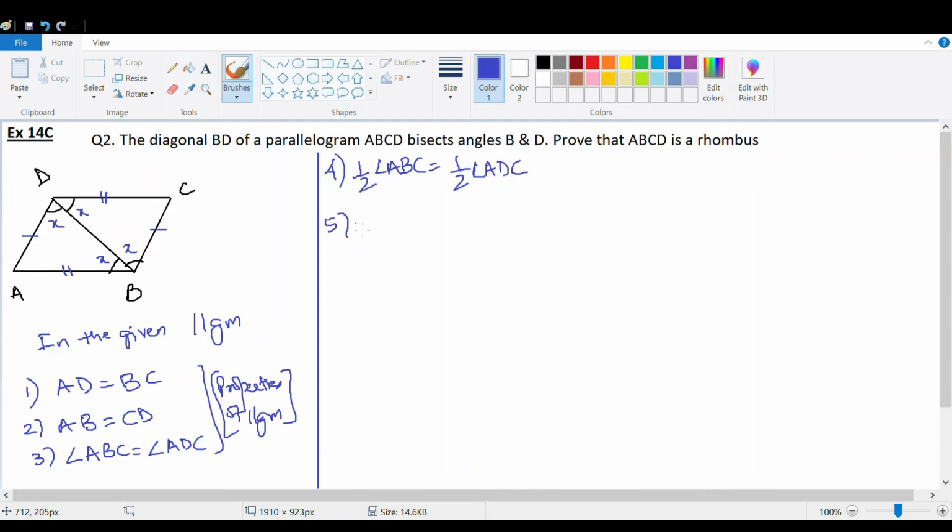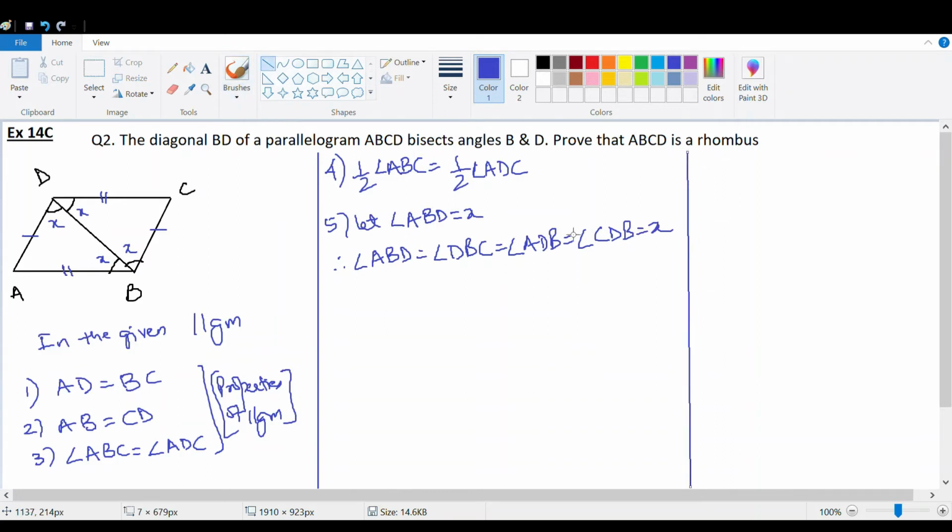Which is, let angle ABD be equal to X. Therefore, angle ABD is equal to angle DBC is equal to angle ADB is equal to angle CDB is equal to X. So all four angles are X. Now let's look at this triangle ABD. So this is point number 6.